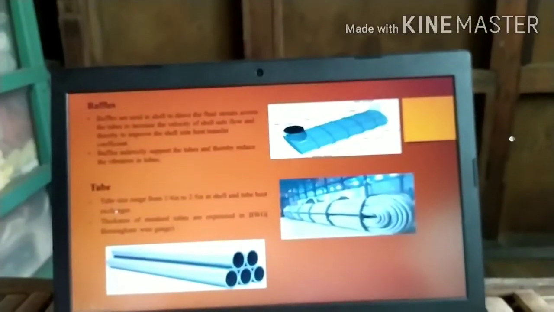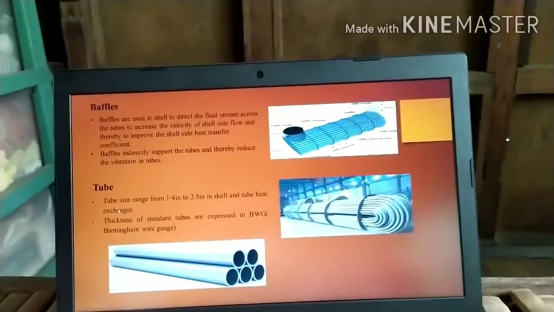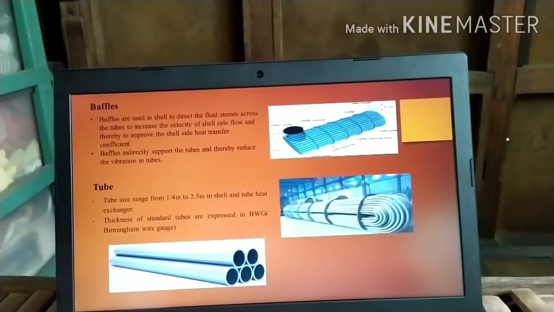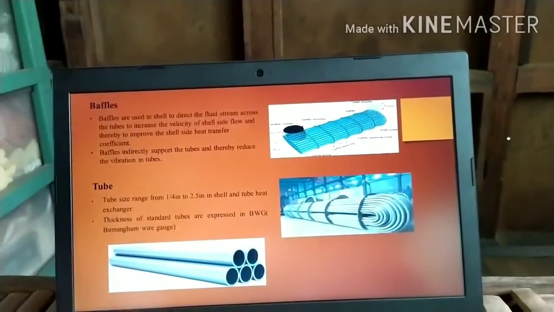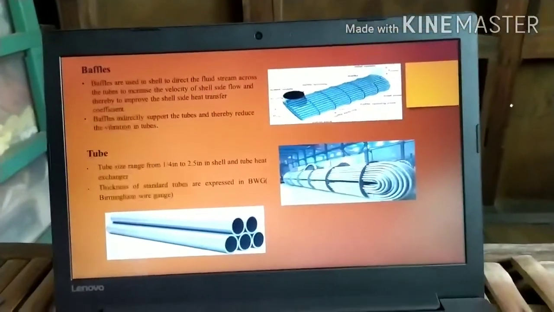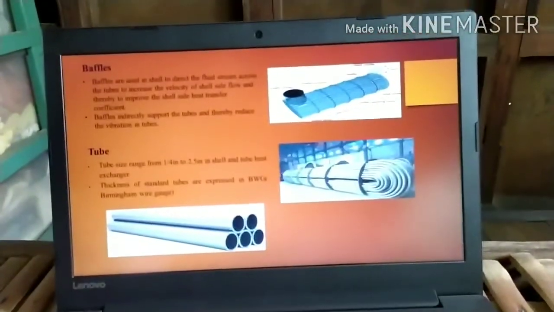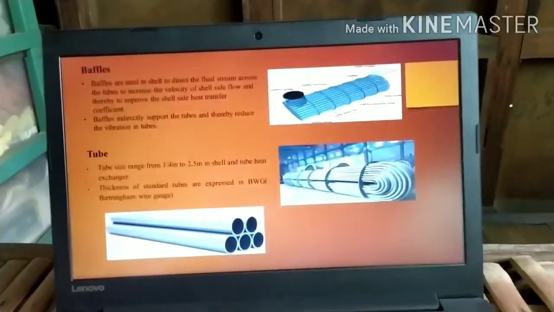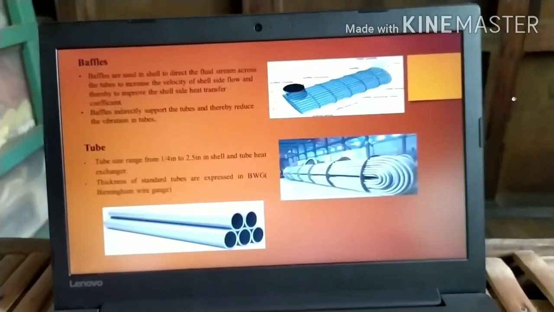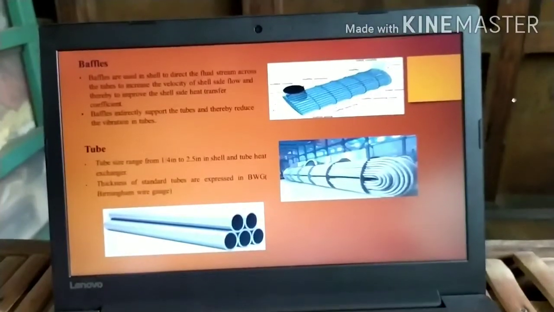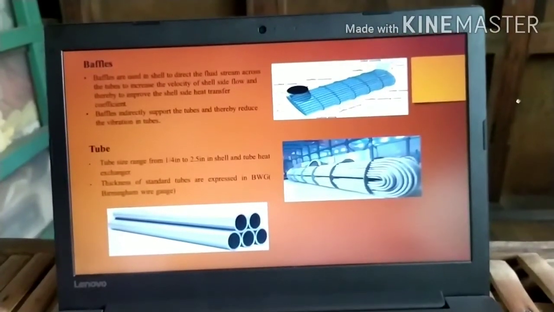So baffles are used in the shell to direct the fluid stream across the tubes to increase the velocity of shell side flow, and thereby to improve the shell side heat transfer coefficient. Baffles indirectly support the tubes and thereby reduce the vibration in tubes.